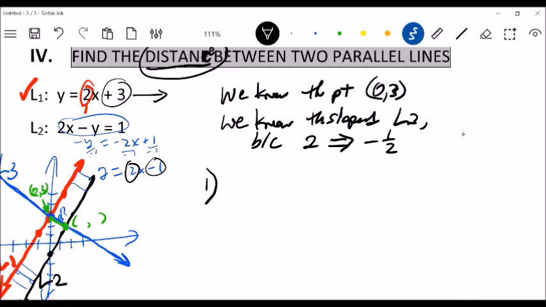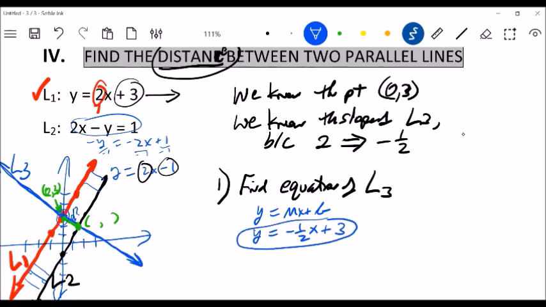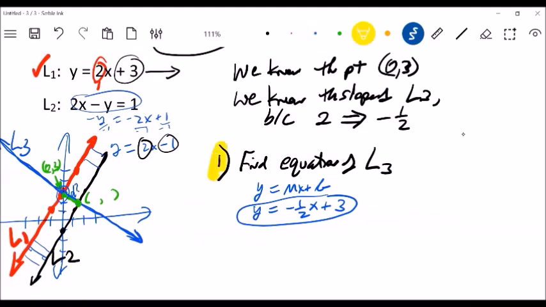So step 1 for us will be to find the equation of L3. So y equals mx plus b. Well, we know that the slope is -1/2, and we know that the y-intercept, because it goes through there, is 3. So we don't even have to do any calculating. We just have it right there. All right. Now, next, let's see.